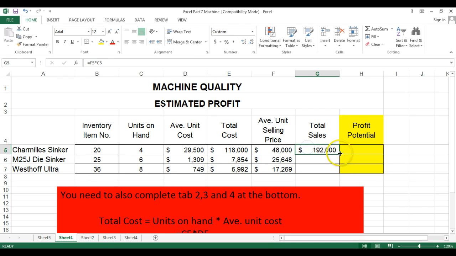Okay, again, click on your answer. Pull it down. Profit potential. Equal sign, begin with the neighbor, minus. Okay, remember we started with the neighbor of total sales, so we're going to have to subtract total cost next. Because you have to subtract out how much money you put into buying it, and then how much money you got from selling it. So this would have been your profit, that extra money that you made from selling it. Okay, let's go to sheet 2.